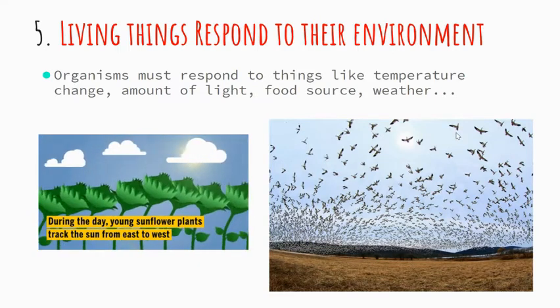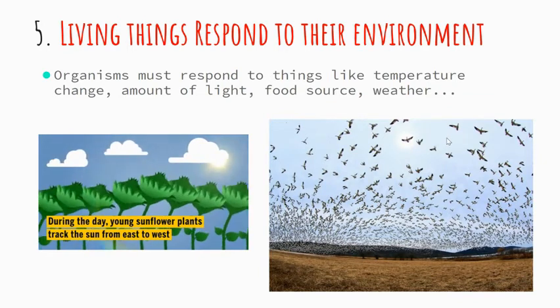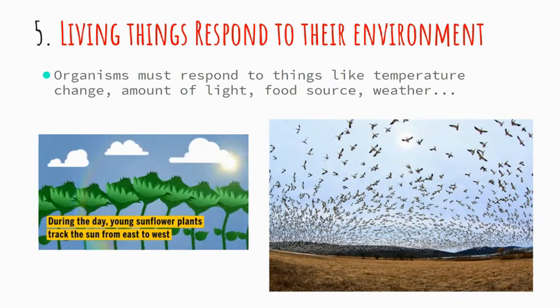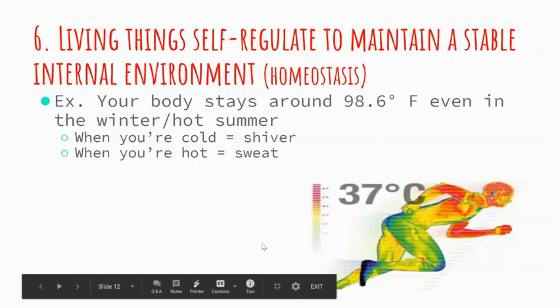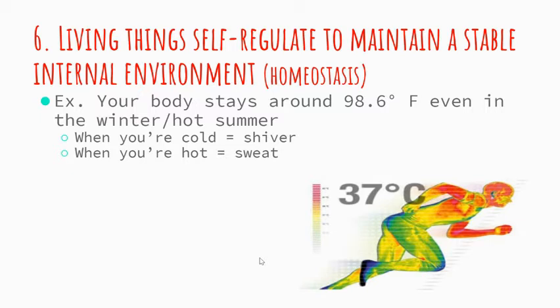Living things respond to their environment. Organisms must respond to things like temperature change, amount of light, the food source, weather, and various other reasons. Living things self-regulate to maintain a stable internal environment, termed homeostasis. A great example is how your body stays around 98.6 degrees Fahrenheit, even in the winter and hot summer. If you start to get too cold, your body will start to shiver to help warm you back up. When you're too hot, you start to sweat to cool yourself down. This is a great example of homeostasis.